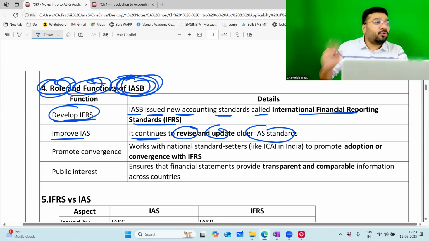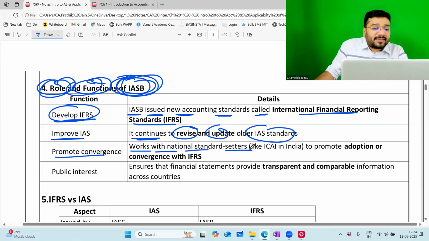So functions of IASB, two things. Existing IAS, wherever required, you upgrade to the existing scenario. And second, try to come out with a new standard called IFRS. Promote convergence. Work with national standard setters.